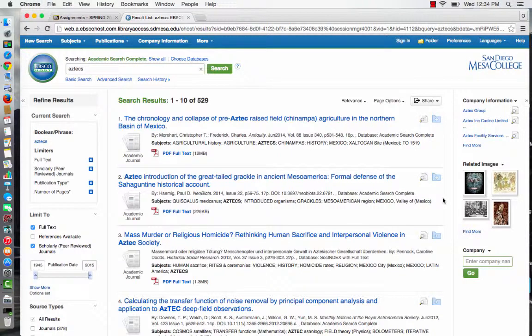But can we use these articles? Are these articles suitable for the assignment? Let's take a look at the first 3 right off the bat. This first one here is by Christopher Morehart, and it's about the Chinampa agricultural system. It's 18 pages. So when you see in the entry 18p, that means 18 pages. So obviously we can use that.